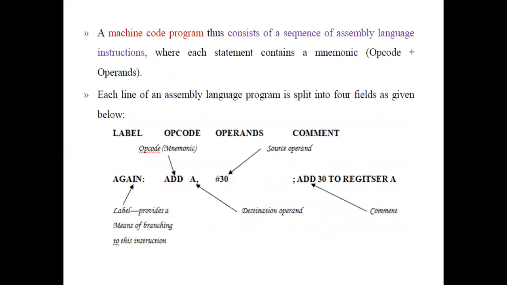So next, a machine code program thus consists of a sequence of assembly language instructions, where each statement contains a mnemonic opcode plus operands. So here there is a syntax: label, opcode, operands, comment. So again, this is a label, and A is an opcode and 30 is an operand, and here we are going to write a comment. The comment you have written here is add 30 to register A. So what this will do is the value 30 will be added to this A, correct? That is what it will do in machine code programming.